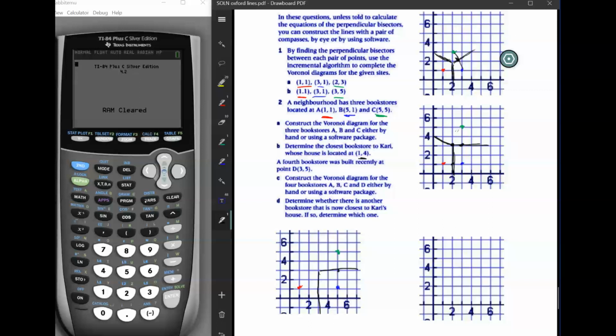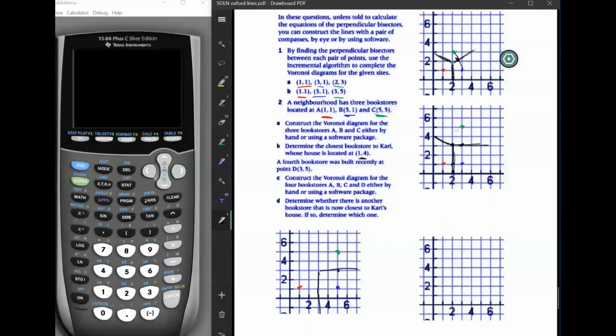And red and green, the midpoint is here, and the line connecting them would be like that. The perpendicular bisector would be like that. Okay? So that's my Voronoi diagram for the bookstores.